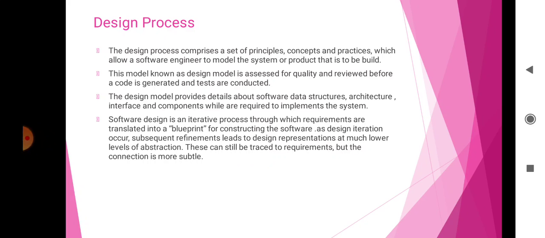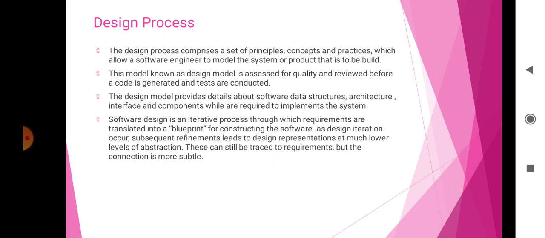The design process comprises a set of principles, concepts and practices which allows a software engineer to model the system or product that is to be built. The model is also known as the design model, and it is assessed for quality review before code generation and tests are conducted. The design model provides details about the software data structures, architectures, interfaces, and components which are required to implement the actual system.